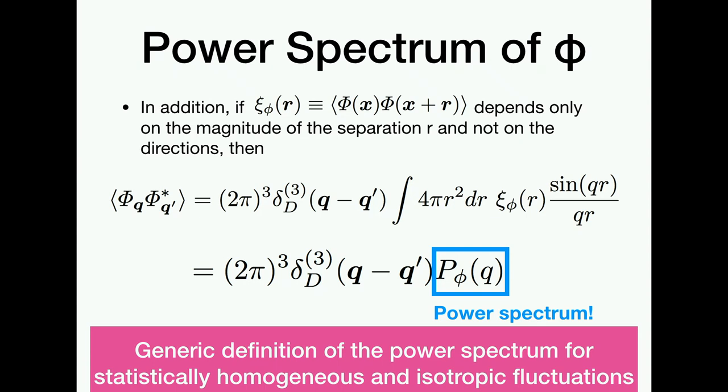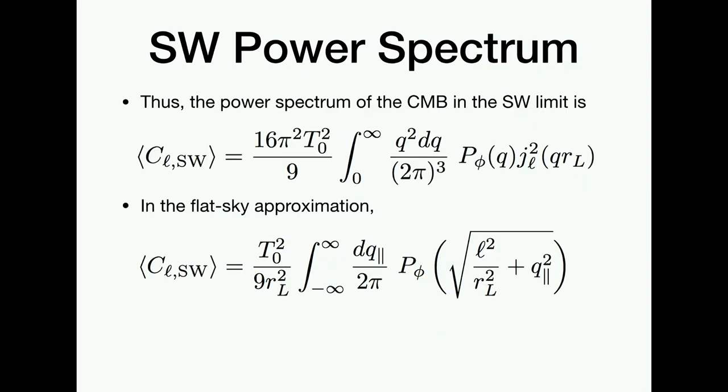Once you assume that, then this thing here does not depend on the direction of Q anymore. It depends only on the magnitude of Q. This is what we call the power spectrum. So this relationship is a generic relationship for statistically homogeneous and isotropic fluctuation fields. So this is what we can predict theoretically. Okay? So now we have this nice relationship between the ensemble average of the power spectrum we see and the ensemble average of the power spectrum of the gravitational potential. But once again, this involves this nasty Bessel function that everybody hates.